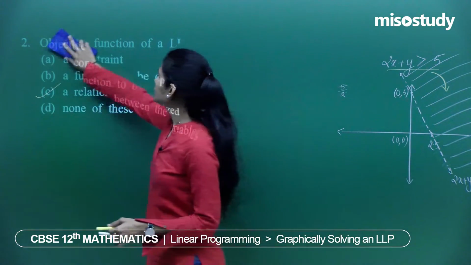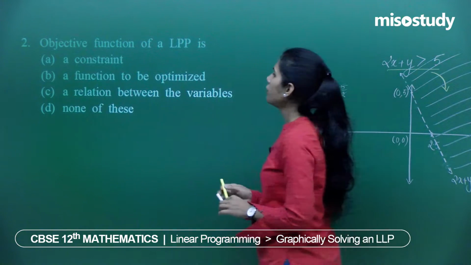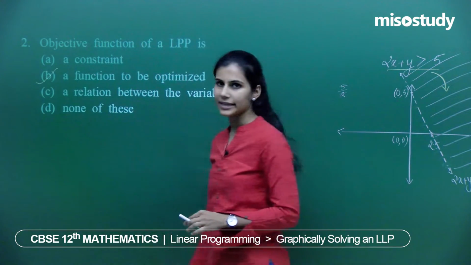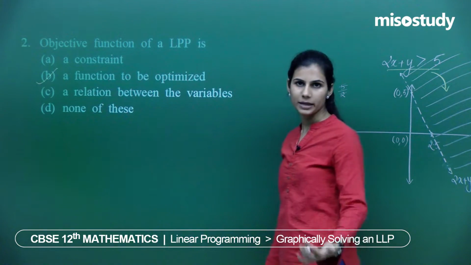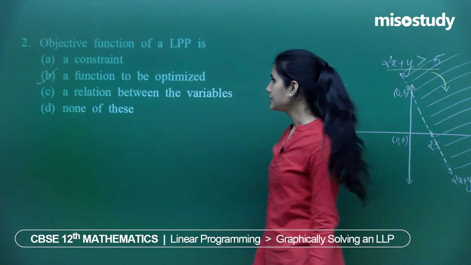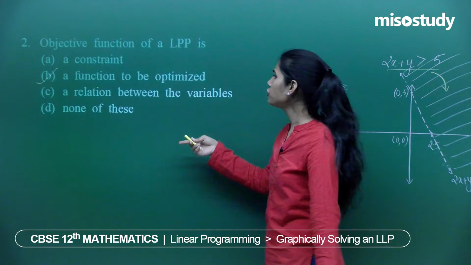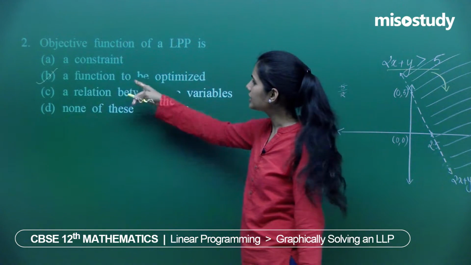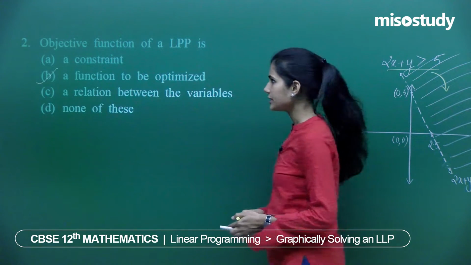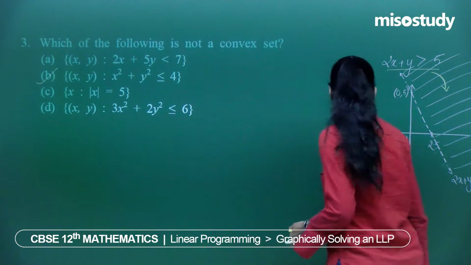So you all know the objective function of an LPP is not a constraint. It is actually a function to be optimized, either maximized or minimized. It is a linear function to be optimized. It is, yes, a relation of the variables, but a more apt description is that it is a function to be optimized. Moving to the next, we have: which of the following is not a convex set?